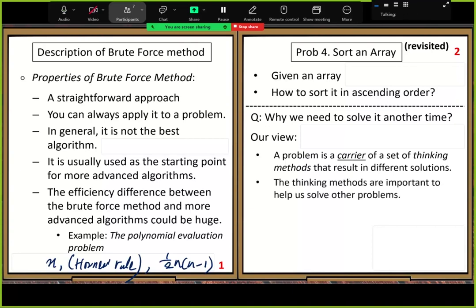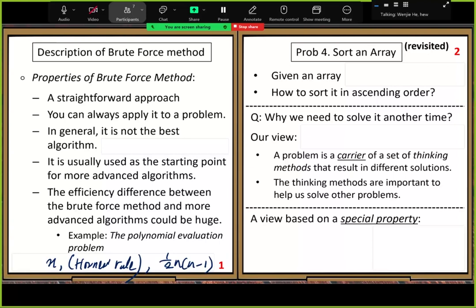The thinking methods are important to help us solve other, future computing problems. That's our experience. All these older solutions become our experience. In our future problem solving, we build our new solution on top of our experience. All right. So here, let's solve this question again, but we need to discover a new property.